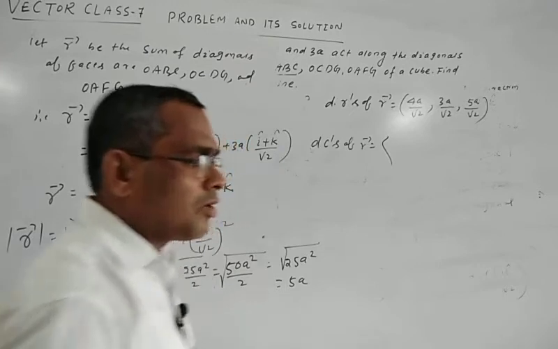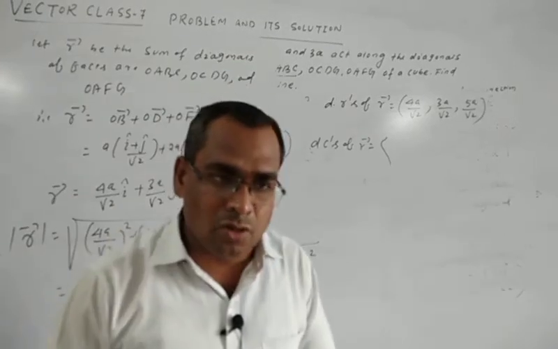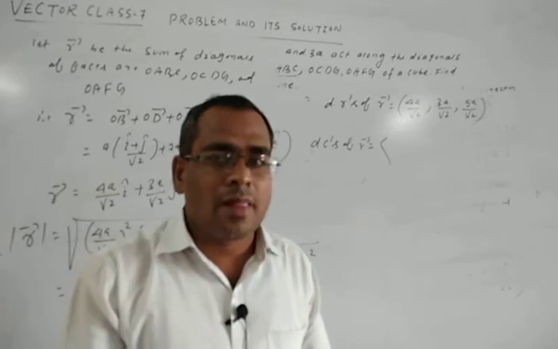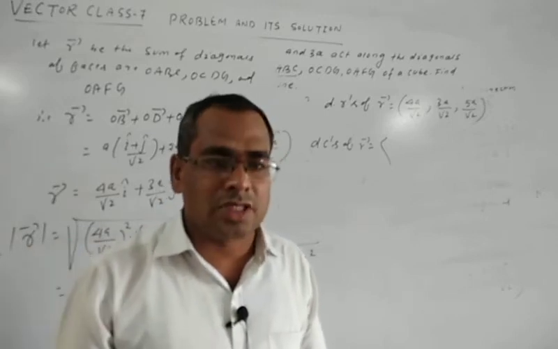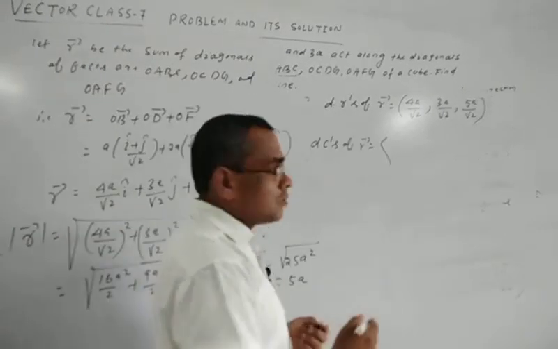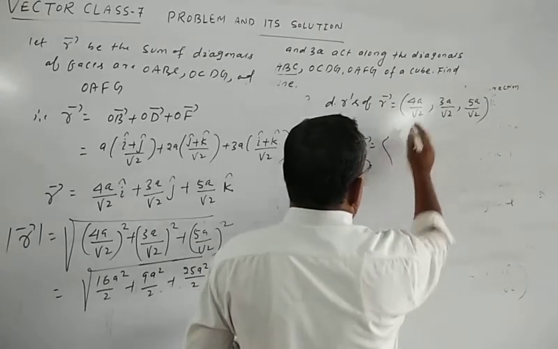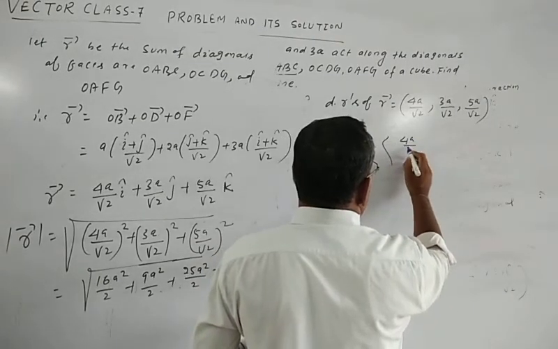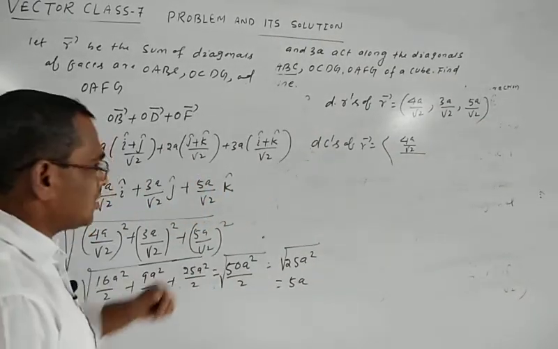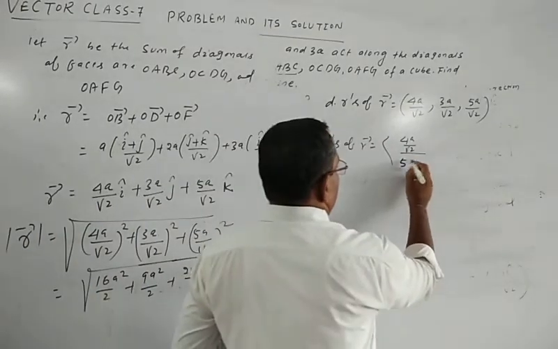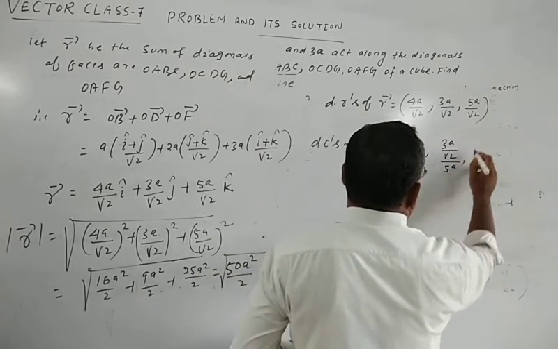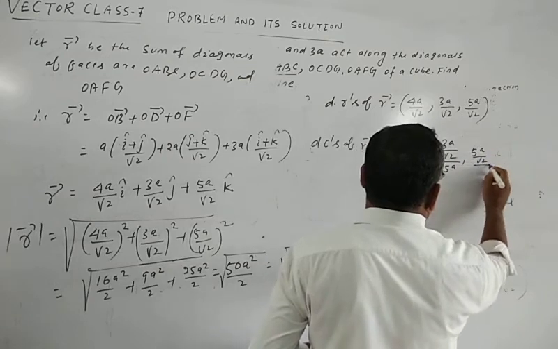And the direction cosines (DCs) of the r vector: if a, b, c is the direction ratio, then the direction cosines are a by root of a square plus b square plus c square, b by root of a square plus b square plus c square, and c by root of a square plus b square plus c square. So this is 4a by root 2 over root of a square plus b square plus c square, which is 5a, then 3a by root 2 by 5a, and 5a by root 2 by 5a.